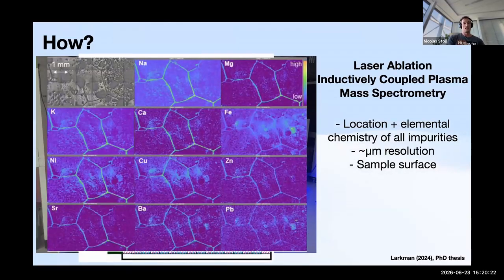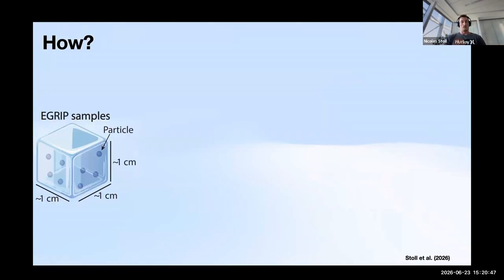And this can give you really nice 2D maps of different chemical species and where they are located in the ice microstructure. And with time of flight, which is a certain type of mass spectrometer, you can really analyze the entire mass spectrum without having to choose certain elements first. So this is really cool, and we learn a lot of new stuff these days about rare earth elements, for example.